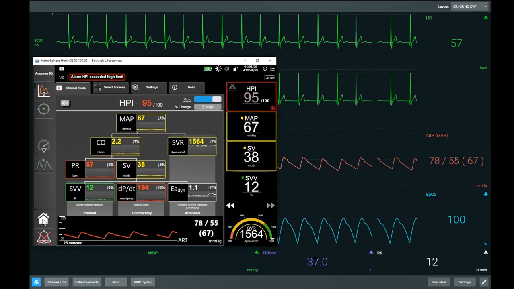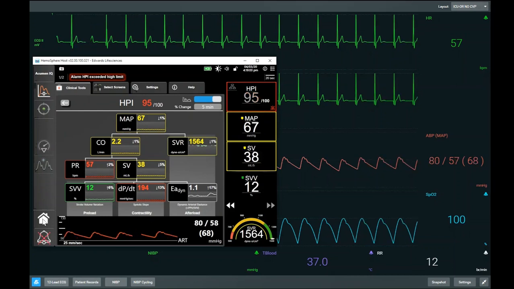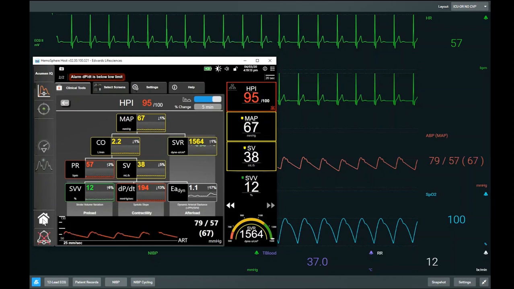Our MAP is 67, so we're not hypotensive yet. Remember, the definition is less than 65 for more than 1 minute. Cardiac output, a bit on the low side, but has been stable for this patient. Systemic vascular resistance within relatively normal ranges. Our pulse rate is reasonable. Stroke volume, a bit low, but we have a poor ejection fraction and known ischemic heart disease. And we are not a preload responder. SVV is just 12 at the moment.